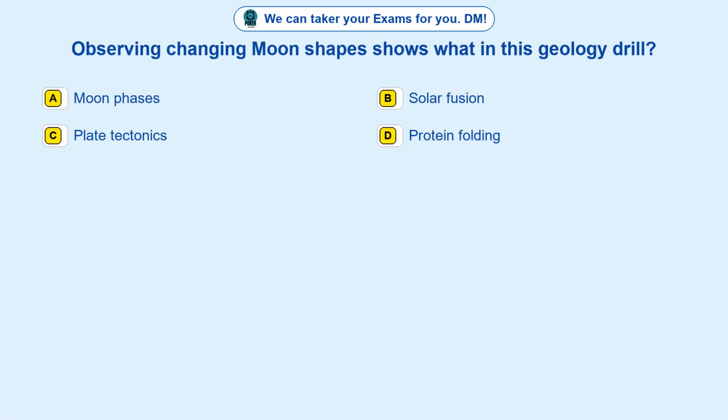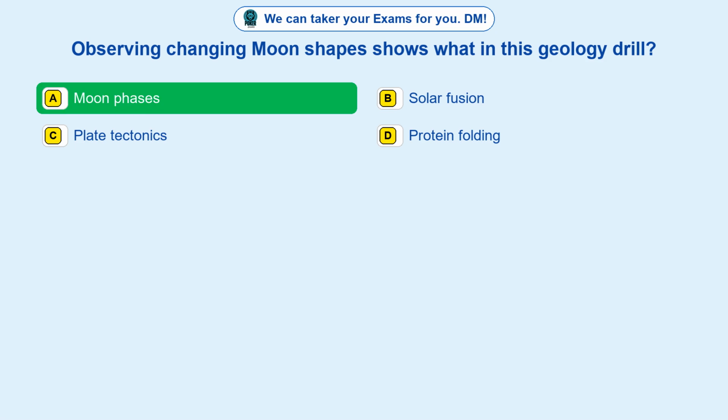Question 90. Observing changing moon shapes shows what in this geology drill? Option A, moon phases. Option B, solar fusion. Option C, plate tectonics. Option D, protein folding. The correct answer is option A.